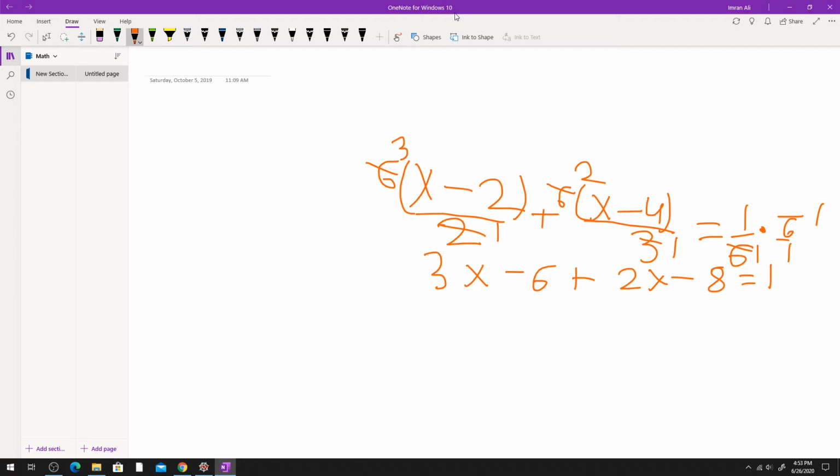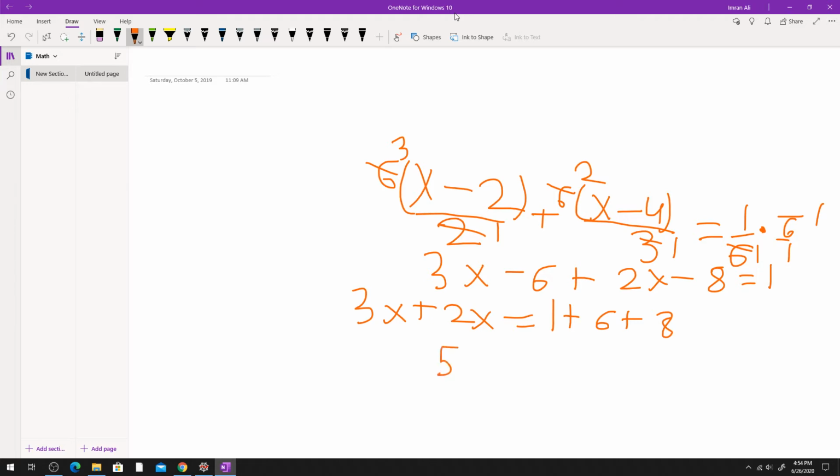Now let's bring the x terms together. 3x plus 2x equals 1 plus 6 plus 8, because we have to bring this. 1 stays over here, 2x came over here, and then this term minus 6 came over here. It crossed the equal sign, became a plus or positive. This was negative, crossed the equal sign, it became a positive. So now we can easily do this.